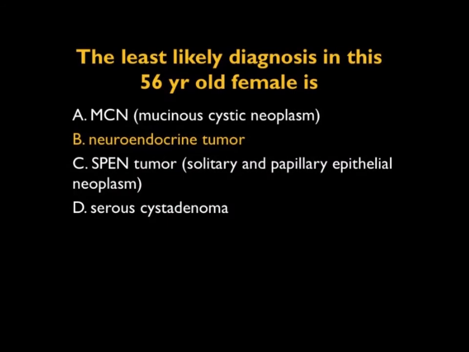The least likely is a neuroendocrine tumor because the majority of pancreatic neuroendocrine tumors on arterial phase imaging are hypervascular. So I said that's the least likely diagnosis. Now, in saying that, I do have a number of neuroendocrine tumors I've seen that are really not hypervascular, so it doesn't always need to be hypervascular. So I guess I might give you part credit if you chose a different answer.